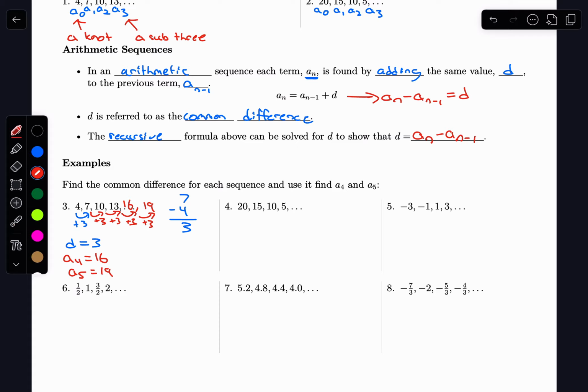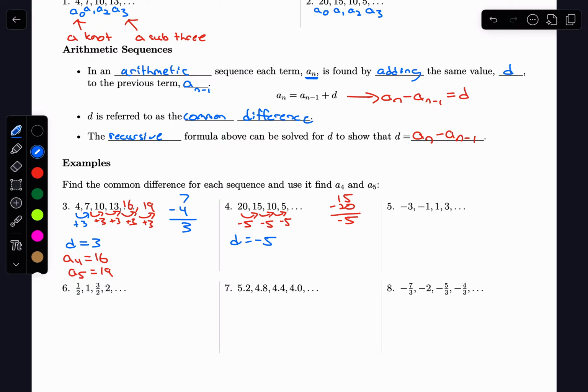All right, number 4, we have 20, 15, 10, 5. If I subtract consecutive terms, 15 minus 20 gives me negative 5. That means each time I go from one term to the next, I am subtracting 5. You can double check by checking the next couple: 15 minus 5 gives you 10, 10 minus 5 gives you 5. So this is working. Our common difference is negative 5.